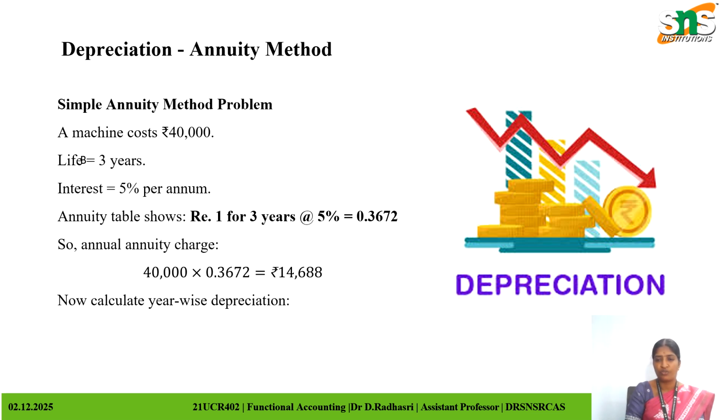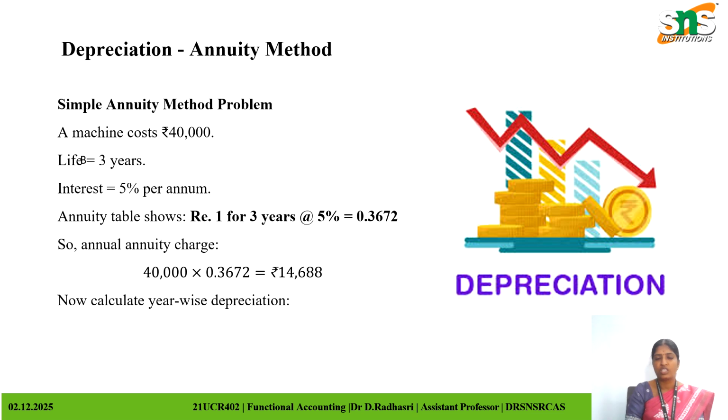A machine costs rupees 40,000. The lifetime of the machinery is 3 years. The interest is 5% per annum. The annuity table shows, for that 5%, the factor 0.3672 as taken from the annuity table. We want to calculate from there.